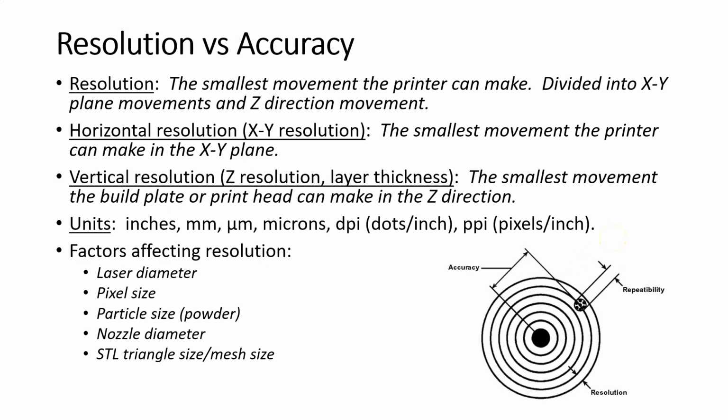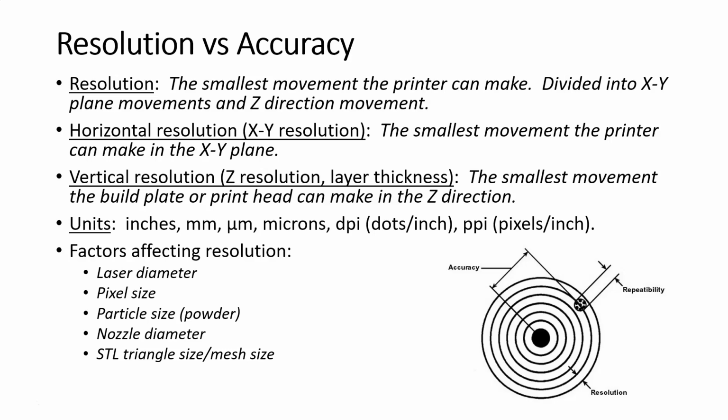All right. So we should also talk about the question of resolution versus accuracy, because the VP system is very accurate and has high resolution. Not all systems have the same resolution and accuracy, or I should say, not all technologies, not all 3D printing or additive manufacturing processes. So when we talk about resolution, we're talking about the smallest movement the printer can make.